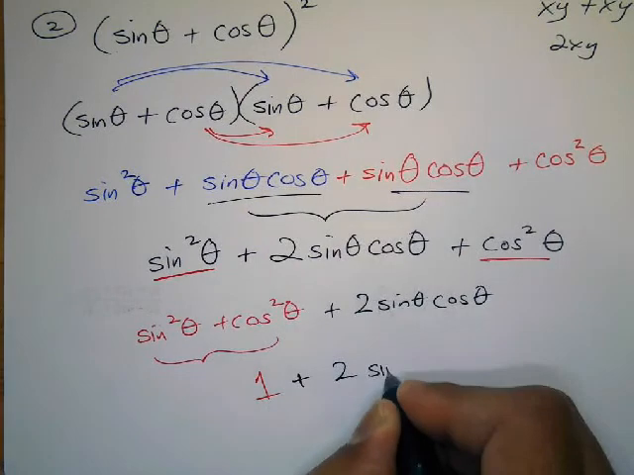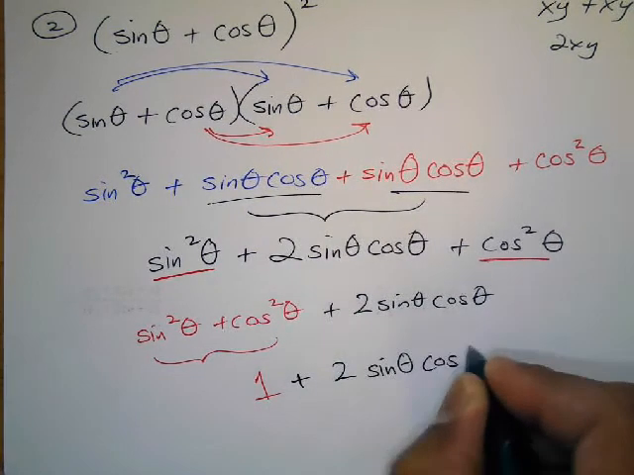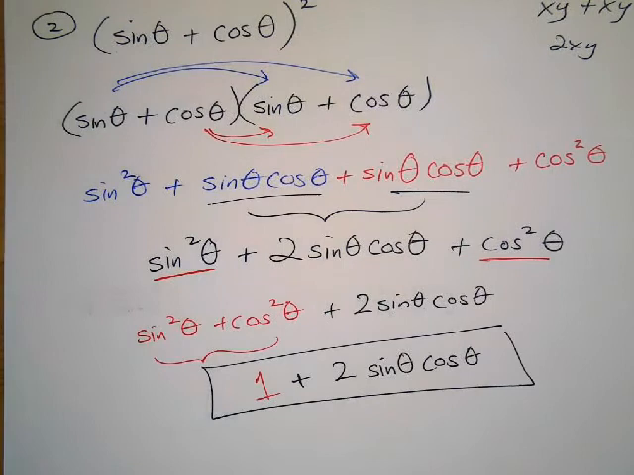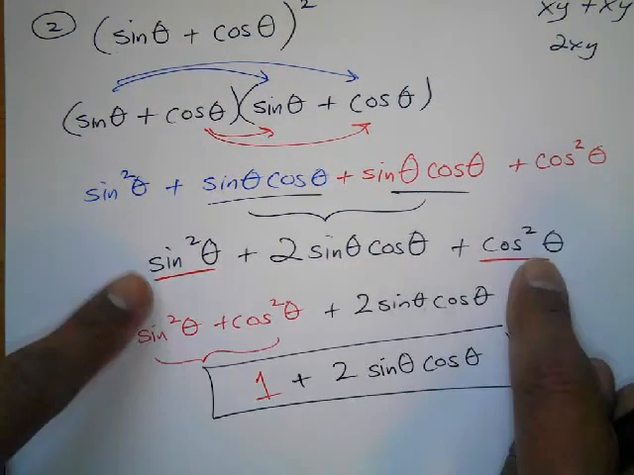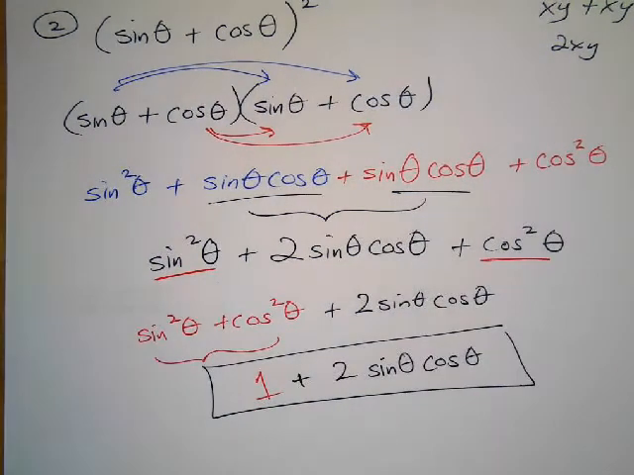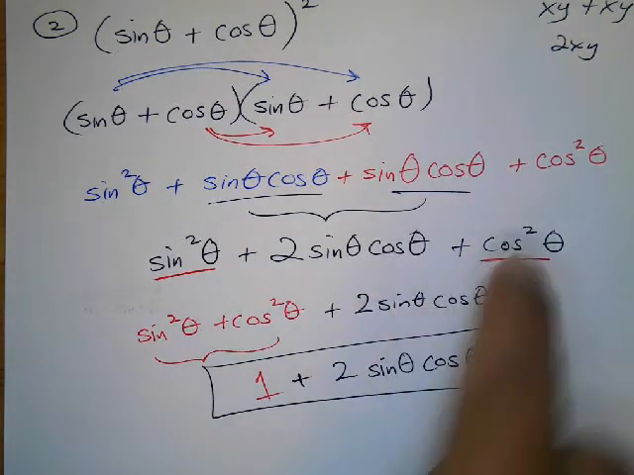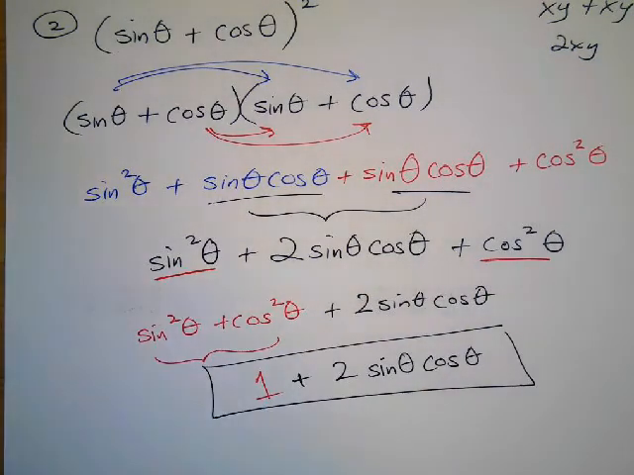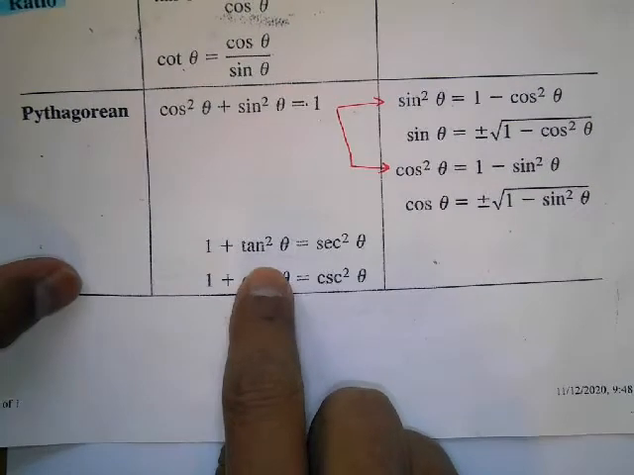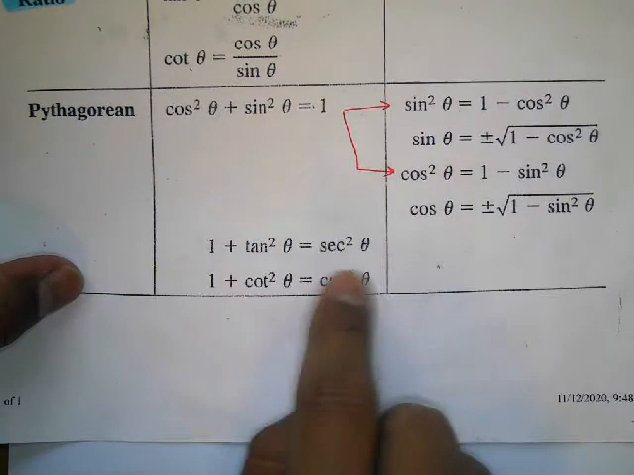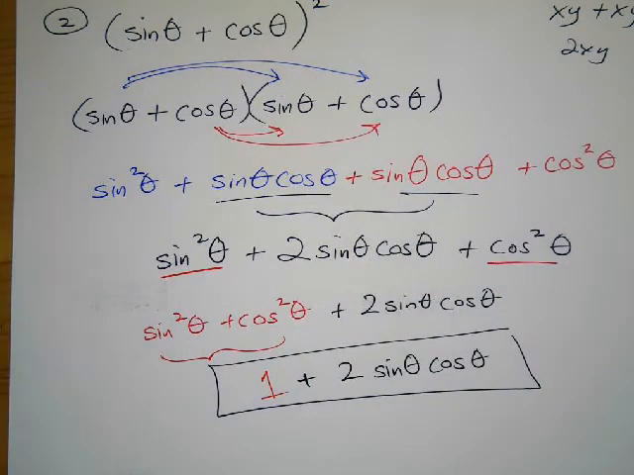So the answer is 1 plus 2 sine cosine. Right, these two make a 1. Sine squared plus cosine squared equals 1. Remember, we're using these new Pythagorean identities. So every time you see something with sine squared or cosine squared, also be on the lookout for tangent squared, secant squared. Okay, so that's number 2.